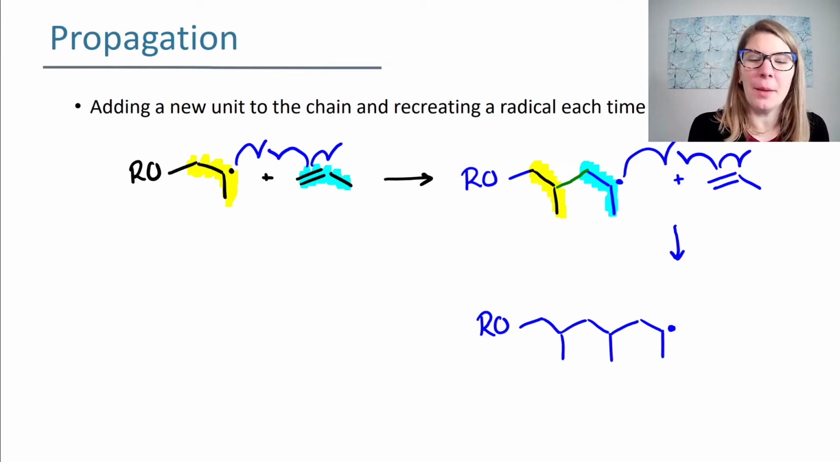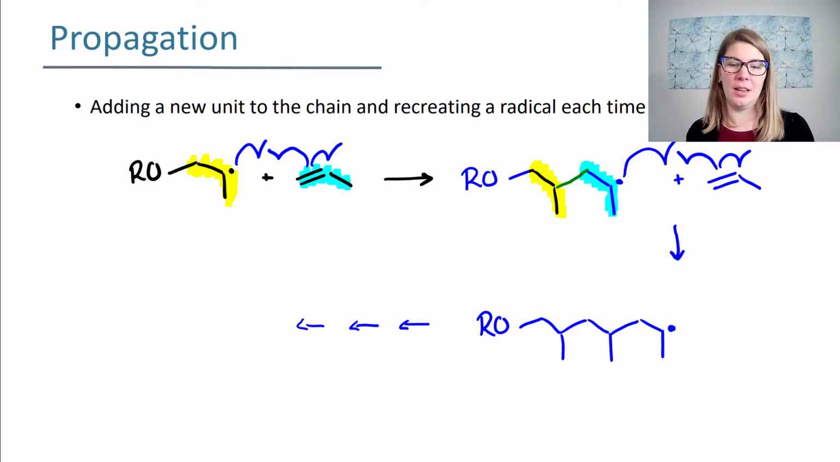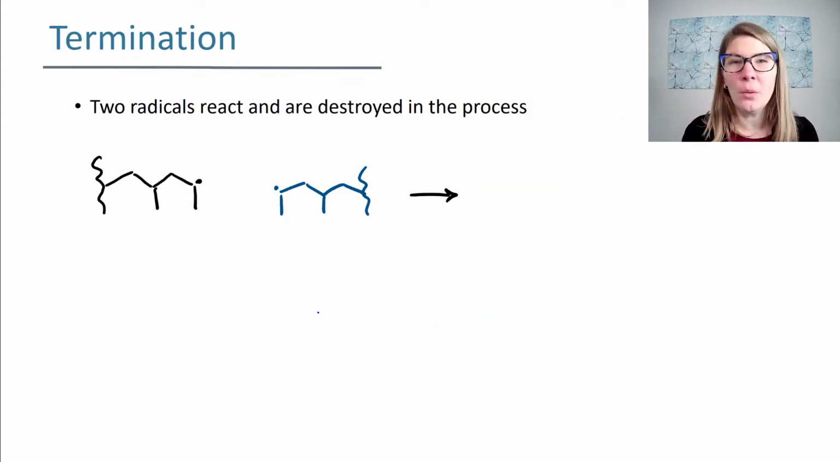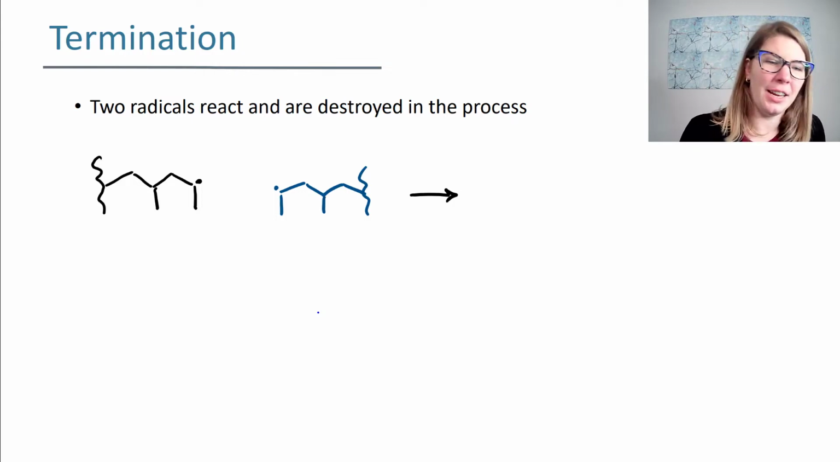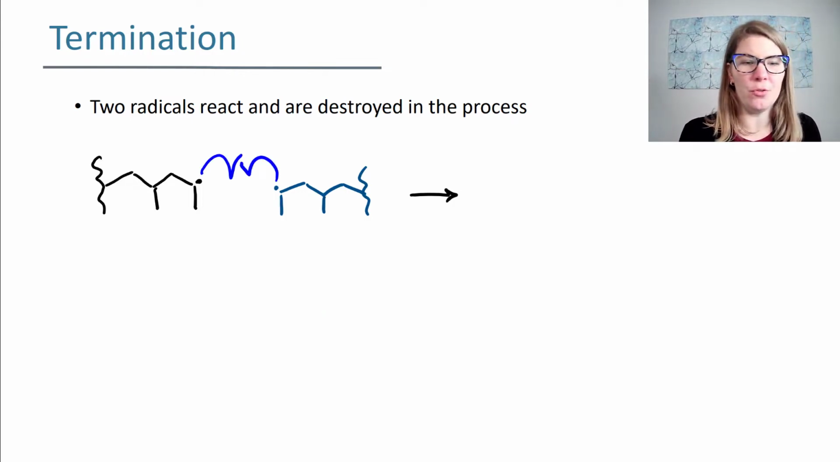And again, this just happens over and over again until the termination step, which is what we're going to look at next. This is one way to show termination. This is called coupling. In termination, your two radical chains find each other. And they find each other and they react so that they form a new bond.